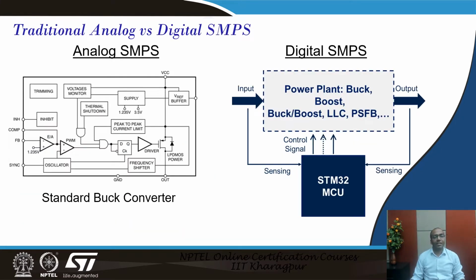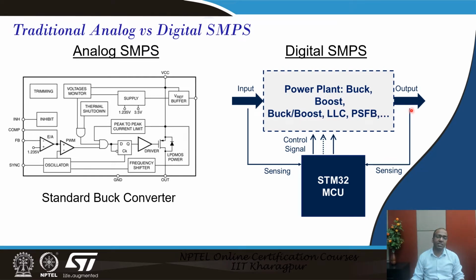Before moving forward, let's discuss the difference between analog SMPS and digital SMPS. In the analog SMPS section, we have highlighted the internal architecture of a standard buck converter, where the output voltage is sensed at the feedback pin of the controller and then compared with the set reference value, and correspondingly the PWM signal is controlled. While in digital SMPS, the output voltage is sensed at the ADC pin and compared with the internal set reference value, and correspondingly the PWM signal is controlled to control the output voltage.